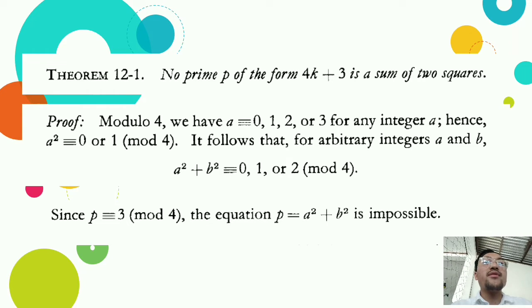Modulo 4, we have a is congruent to 0, 1, 2, or 3 for any integer a, hence a squared is congruent to 0 or 1 modulo 4. It follows that for arbitrary integers a and b, a squared plus b squared is congruent to 0, 1, or 2 modulo 4. Since p is congruent to 3 modulo 4, the equation is impossible because no integers a and b give 3 as a squared plus b squared.